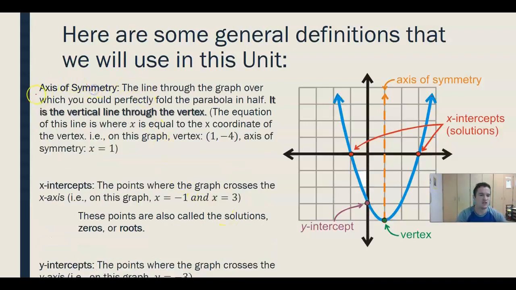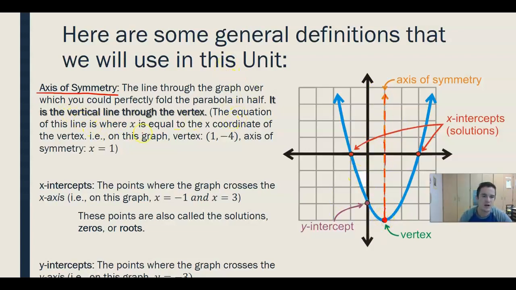Some other definitions. Axis of symmetry. This is something that we haven't really talked about before. The axis of symmetry is the line through the graph over which you could perfectly fold the parabola in half. It is the vertical line through the vertex. So you see this orange dotted line right here? That's the axis of symmetry, because if I were to fold the parabola over that line, right in half on the graph, it would land exactly back over itself. Or another way that you can think of it is the axis of symmetry is the vertical line through the vertex.